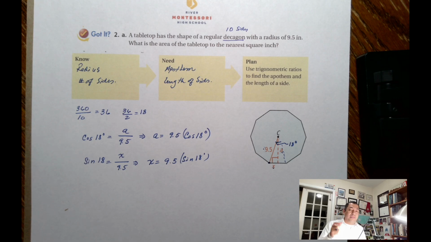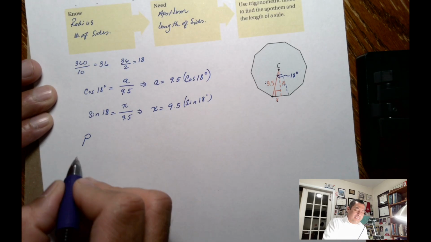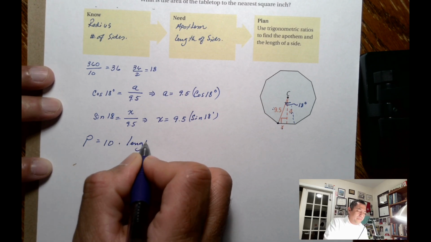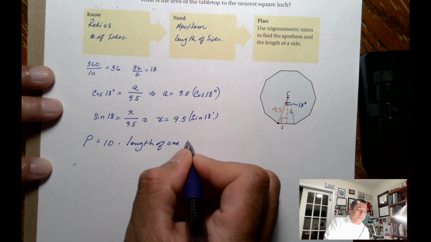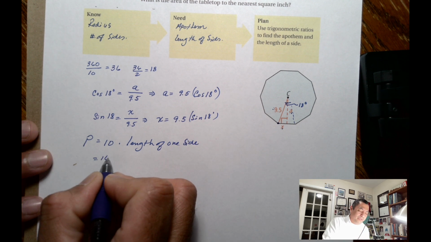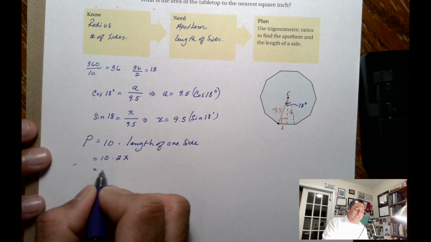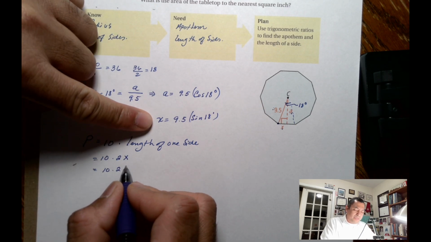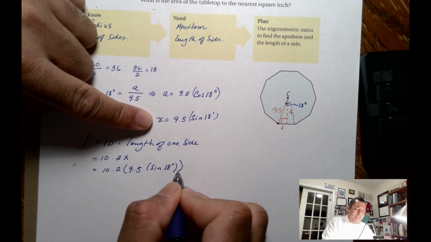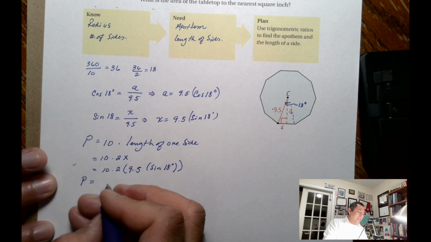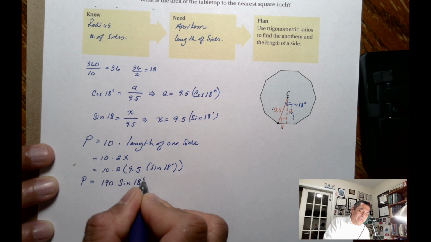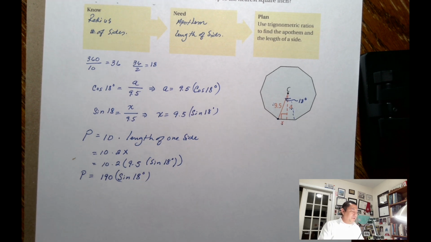So now what I can do is find the perimeter. So remember, the perimeter is equal to the number of sides, 10, times the length of one side. But so far we calculated half of that length. So it's equal to 10 times 2x, which is equal to 10 times 2 times 9.5 sine of 18 degrees. So what is the perimeter? Perimeter is equal to 190 sine of 18 degrees. Okay, so that's the perimeter.